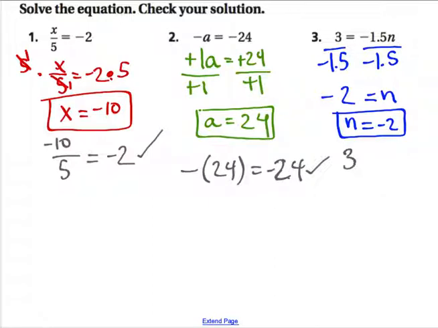3 equals negative 1.5 times n, which is negative 2. Negative 1.5 times negative 2. Negative times negative is positive. 1.5 times 2 is 3. So we do get 3 equals 3 here, which is correct.